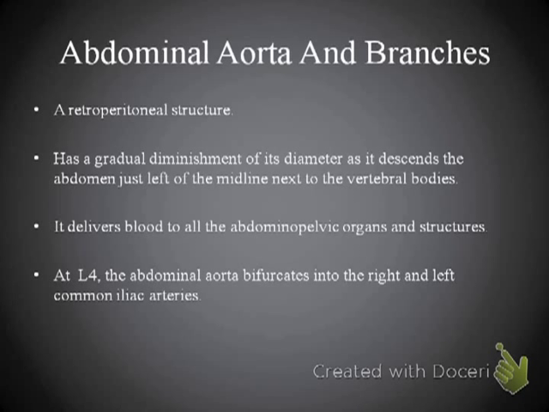So that brings us to the abdominal aorta and its branches. The abdominal aorta is a retroperitoneal structure and has a gradual diminishment of its diameter as it descends the abdomen just left of the midline next to the vertebral bodies. It delivers blood to all the abdominal pelvic organs and structures, and at L4 the abdominal aorta bifurcates into the right and left common iliac arteries.